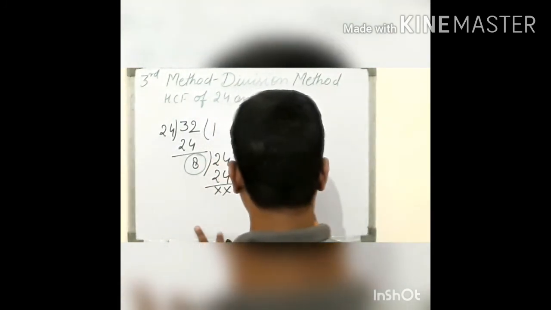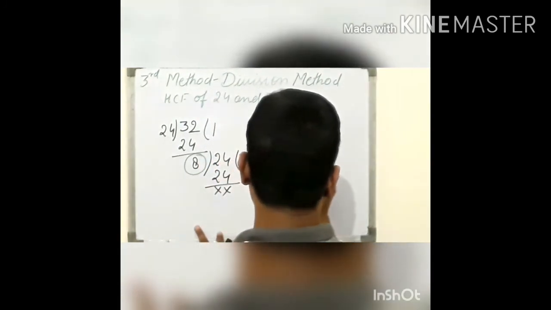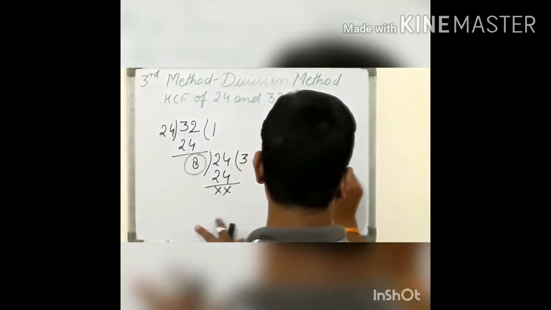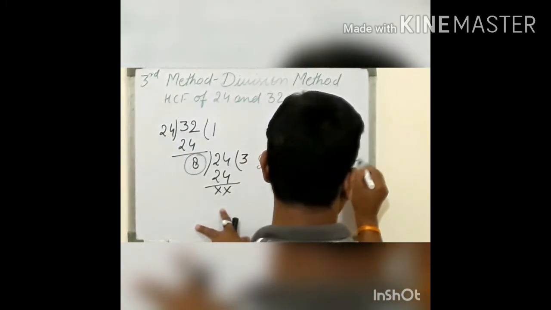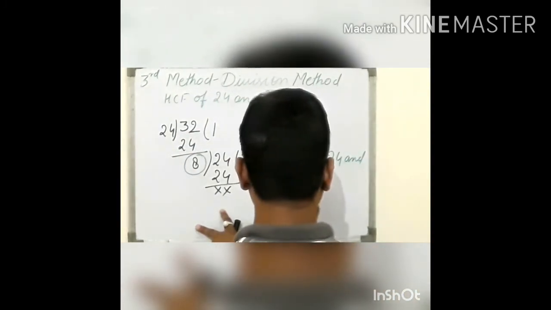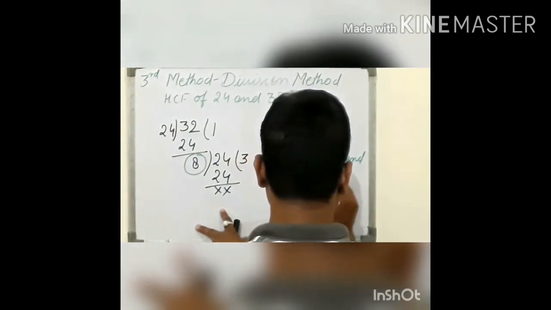So this 8 is the HCF of the given numbers. So the HCF of 24 and 32 is 8.